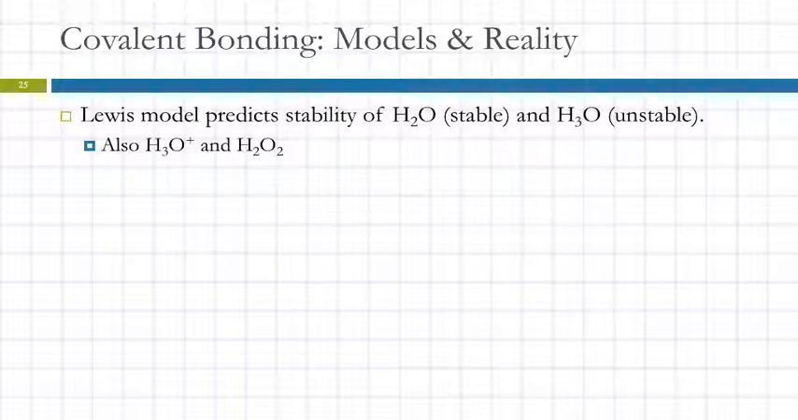So the Lewis model predicts that H2O would be stable and H3O would be unstable. We can also look at H2O2, which is hydrogen peroxide, and H3O+, which is the hydronium ion, and see what the Lewis theory says about that. So we've already done water, so I'm not going to go through the whole thing again.